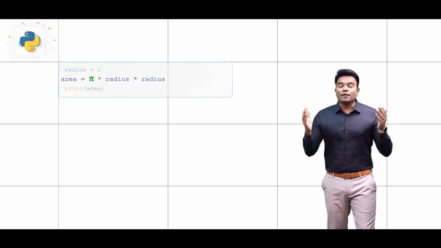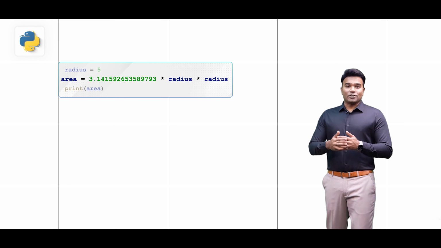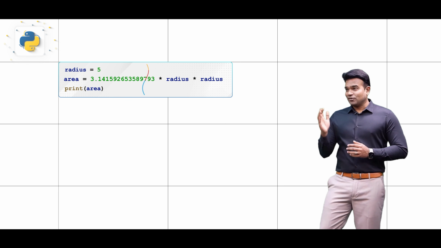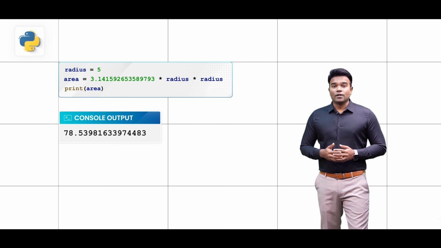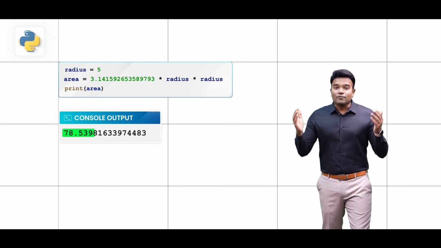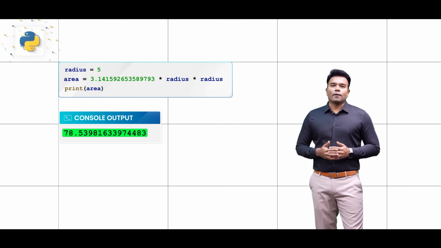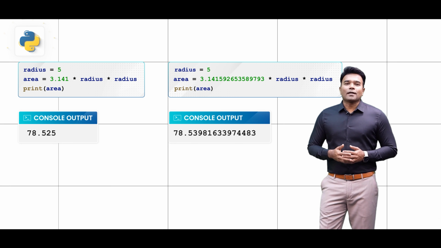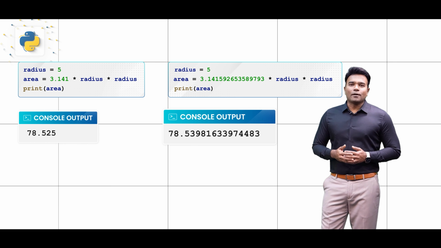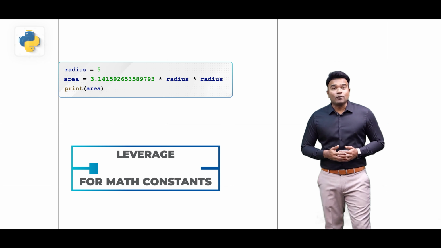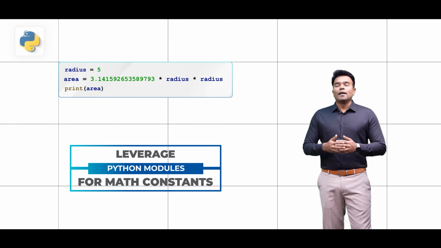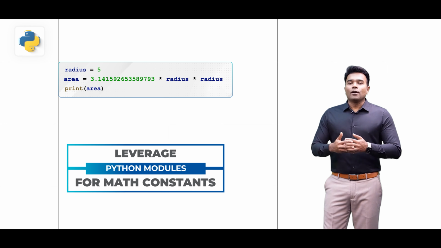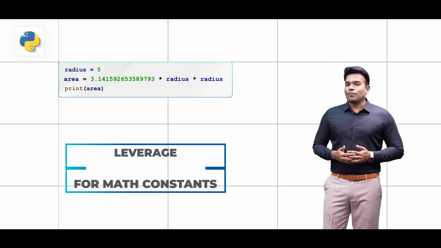Any which way, even if we consider these many decimal places after the decimal point in our program and then execute, you can see we have got the output as 78.5398 and so on. But then your previous output was this. And you can notice the difference in the output. In other words, whenever you are writing a program code that shall be involving mathematical constants, then it is always suggested for you to be making use of the modules that Python provides us.